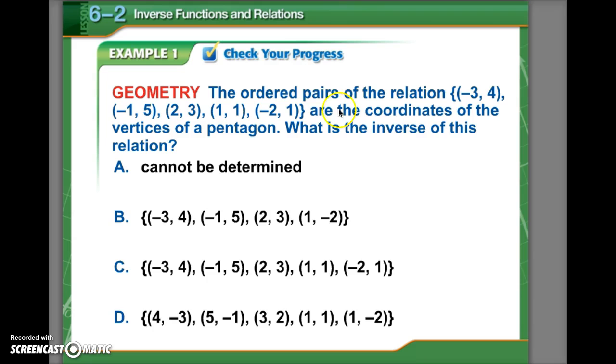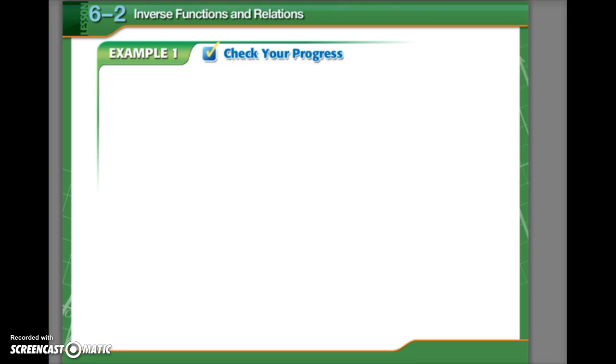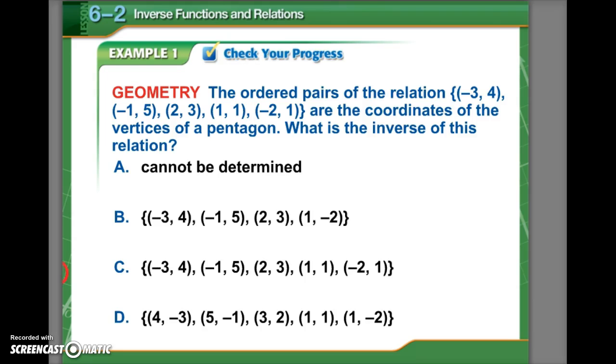All right, so here's one for you guys to check your progress on. You've got a relation with ordered pairs, and then go ahead and find the inverse of the relation. Pause the video as long as you need, and when you're ready, go on and advance to the next slide. All right, so our answer for example 1, check your progress, is D. You're just flipping the coordinate points again.